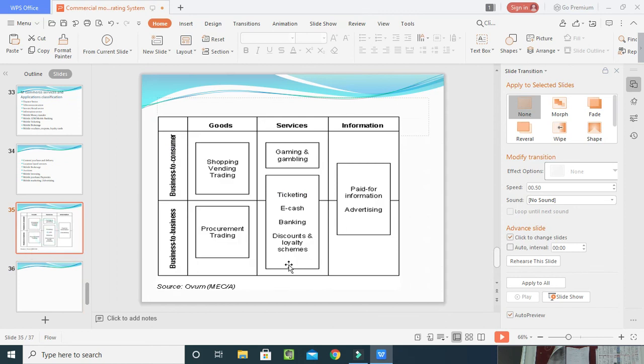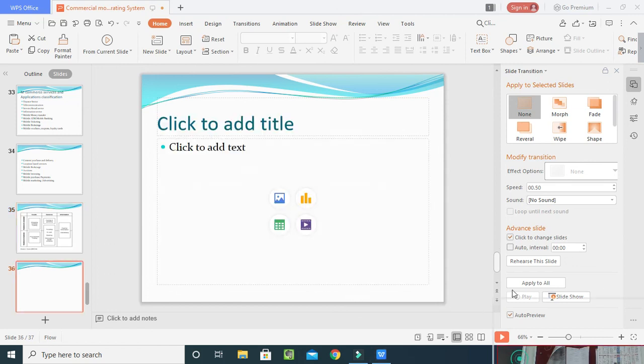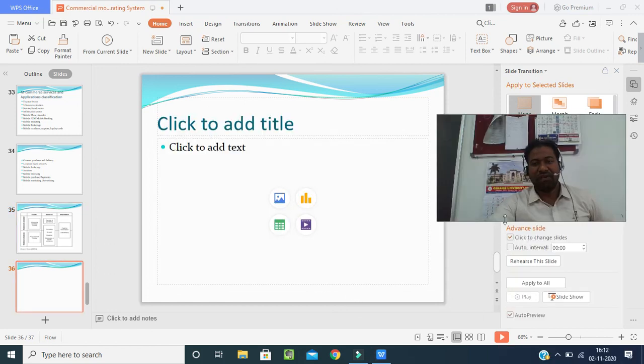Now, if you see the pictures, this shows how e-commerce services take place from business to business and business to goods. So shopping, vending and trading will be there. Here we need procurement and trading. What are the services? Gaming and gambling will take place. Ticketing, e-cash, banking, discounts and loyalty schemes will be there. And paid information and advertisement take place. So these were the concepts where we are functioning.